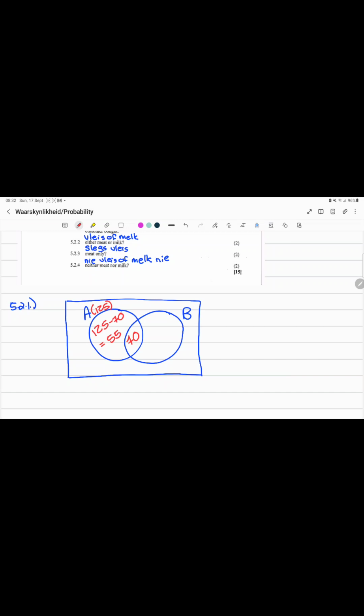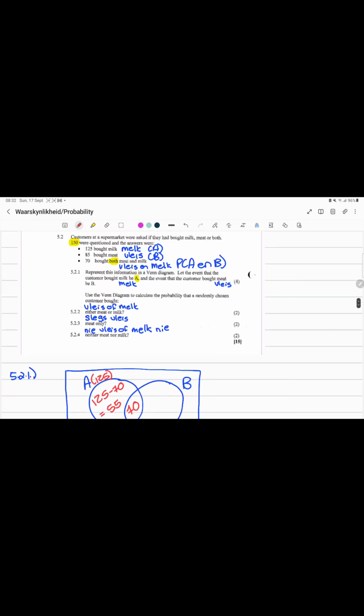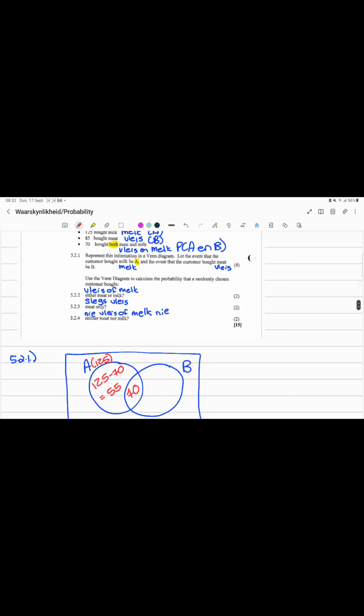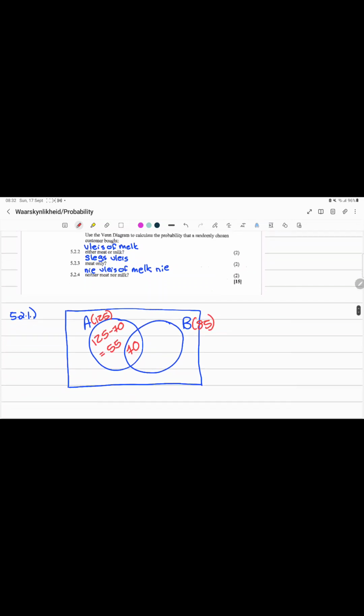Dan gaan jy dieselfde doen met gebeurtenis B, so gebeurtenis B was hoeveel mense wat vleis gekoop het, so as ons daarna kyk, sien ons, okay, 85 mense het vleis gekoop. So om te bepaal hoeveel moet jy binnekom in hierdie deel van die sirkel, gaan jy net sê 85 minus die 70 wat al klaar is, en dan sien jy, okay, dit gee vir my 15. So dit wat ek in geel gehighlight het, is die waardes waarmee jy gaan werk.